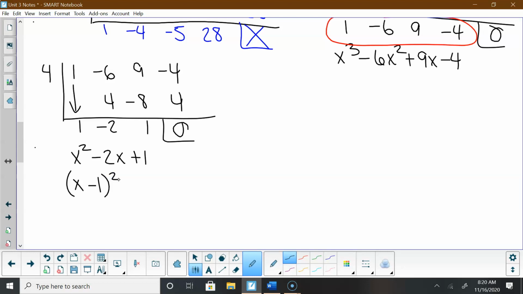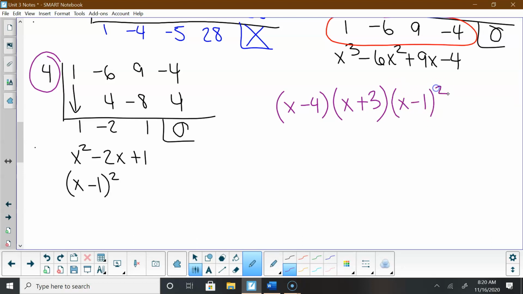So far, we have factored our original polynomial to be x minus 4, and that came from this one right here, x plus 3, and that came from the one up top, right? And then I've got x minus 1 squared. Okay? So far, so good? That's what that whole thing factors into.